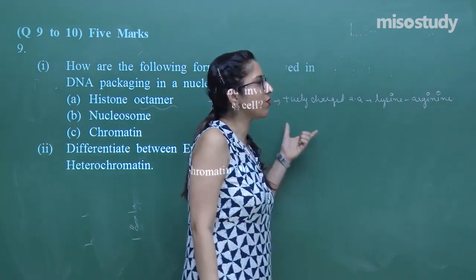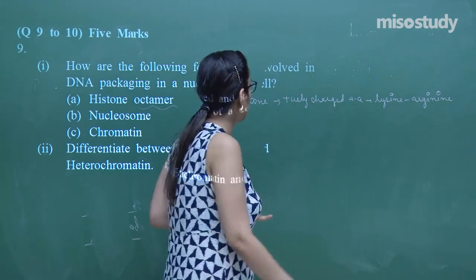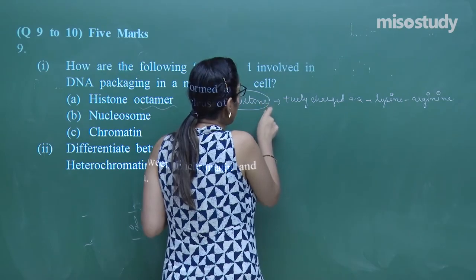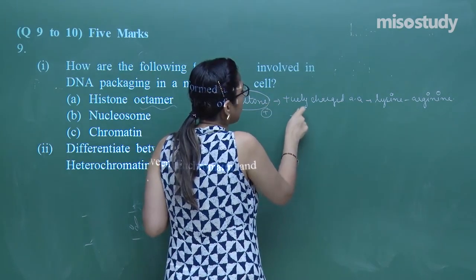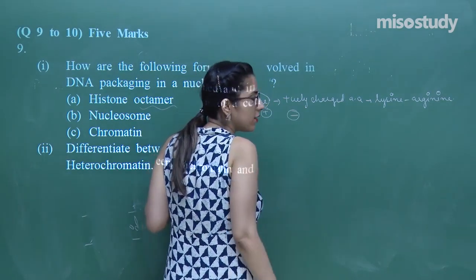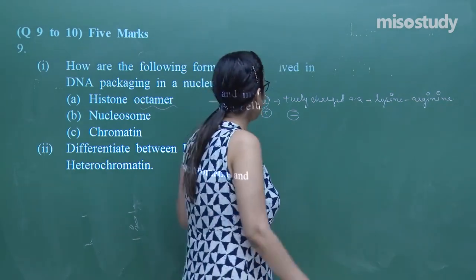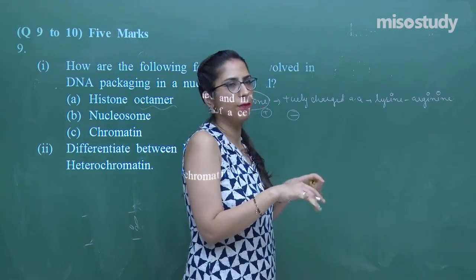Histone itself is a protein and it is positively charged, and we know about the DNA. DNA is negatively charged. Why is DNA negatively charged? This is because of the presence of phosphate in it. So, they help in balancing the positive and negative charge.